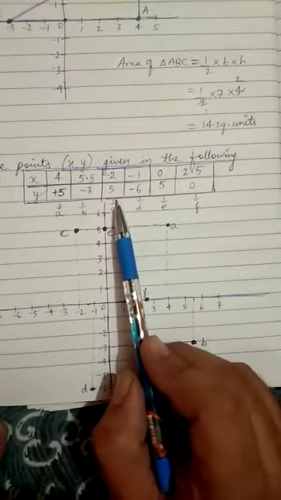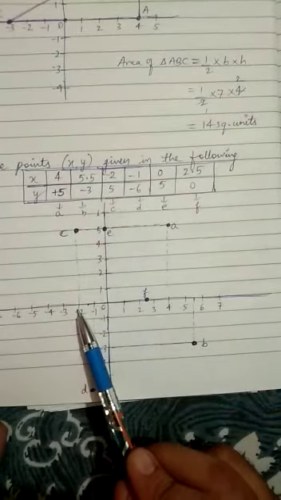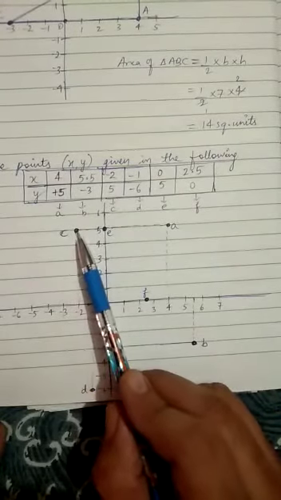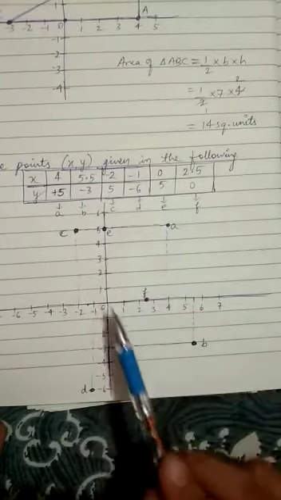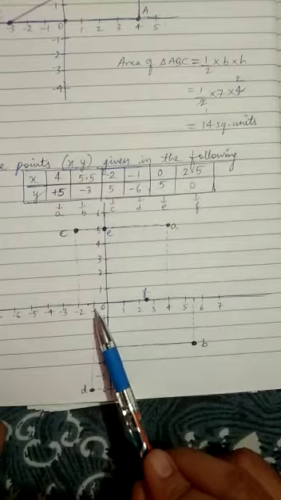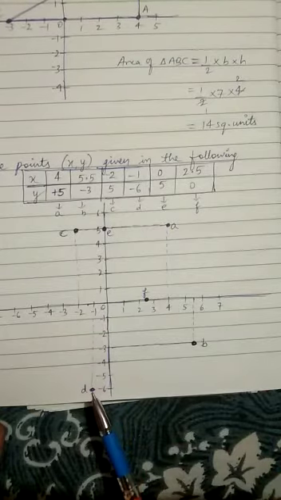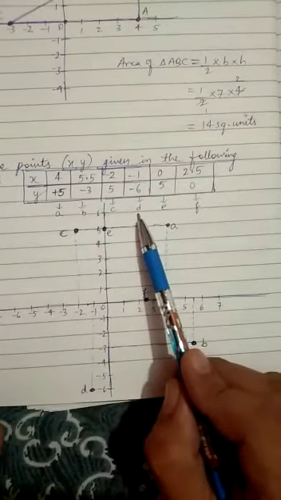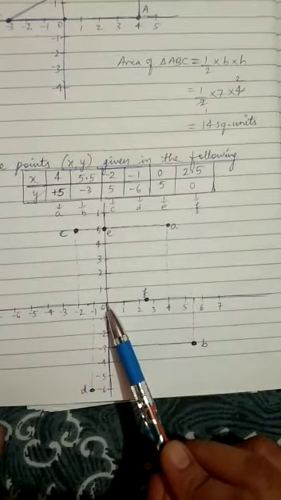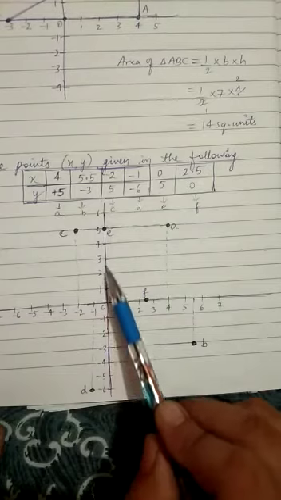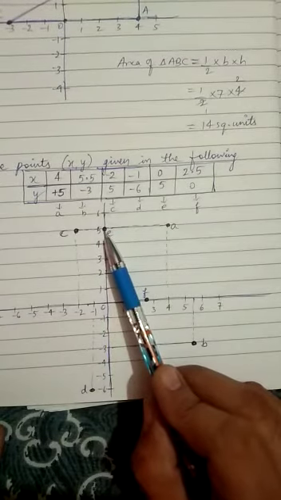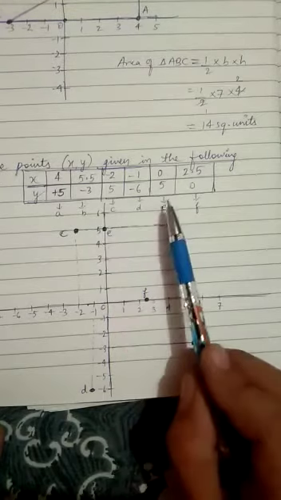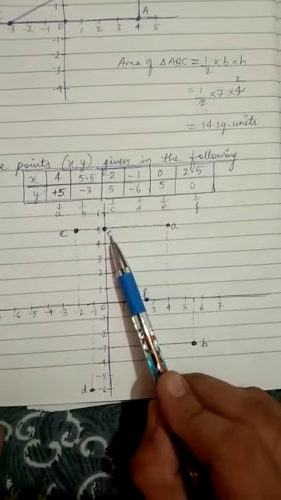(-2, 5): the x value is -2 and y is 5 upward. This is point C. (-1, -6): this is -1 on x and -6 below. This is point D. (0, 5): 0 is at the origin only and the y value is 5, just above the origin on the y-axis. This is (0, 5). This point is suppose E, so E here.